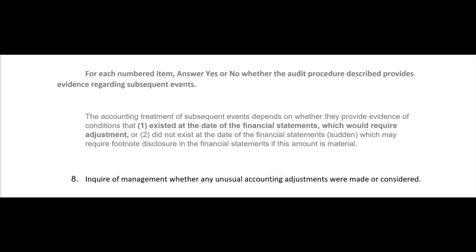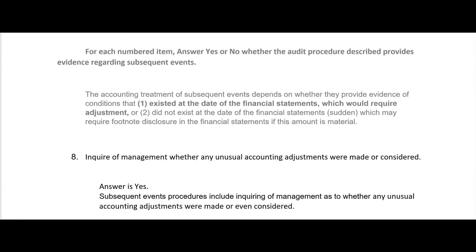Number 8, inquire of management whether any unusual accounting adjustments were made or considered. That for sure is a subsequent event procedure. Inquiring of management as to whether any unusual accounting adjustments were made or even considered, because that could lead to adjustment of the financial statements. If any unusual accounting adjustments were made at year-end, you might have to find out about it and then ask the client to reverse out the effects of it.